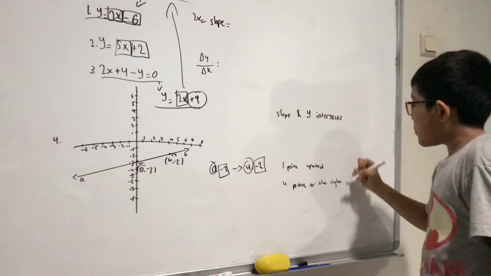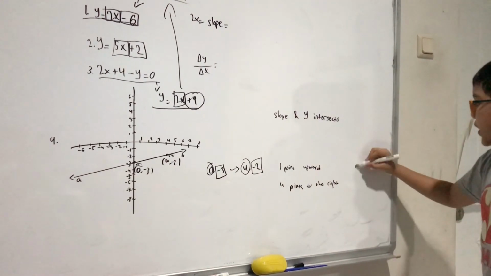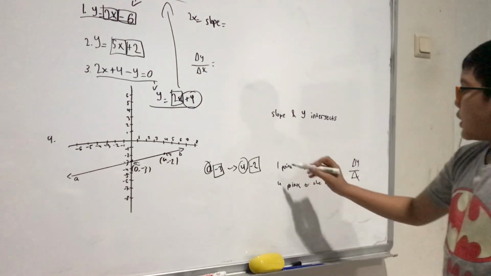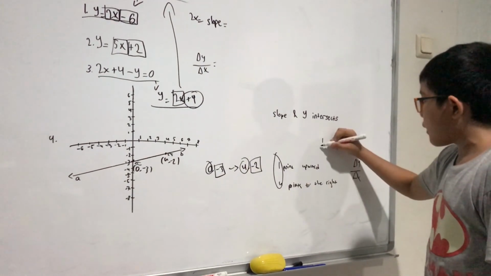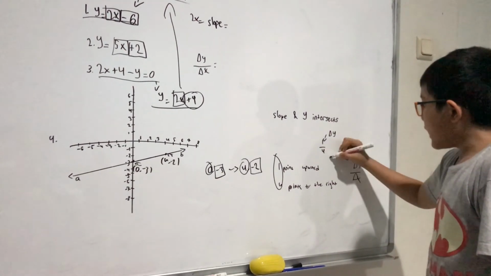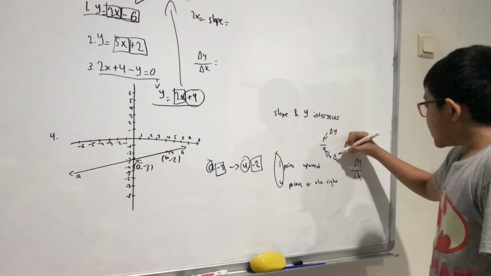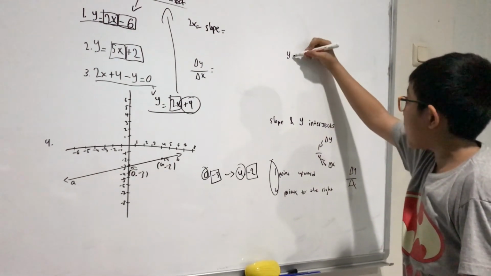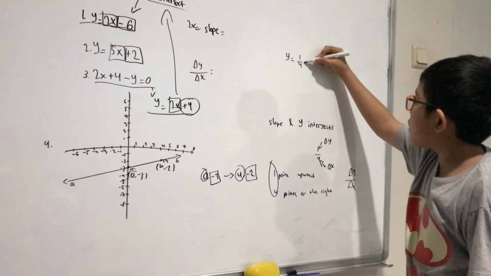And because slope is just change in y over change in x, we just have to conclude that it's going to be 1 over 4, in which 1 is equal to change in y, and 4 is going to be the change in x. So it's going to be y is equal to 1 over 4x.